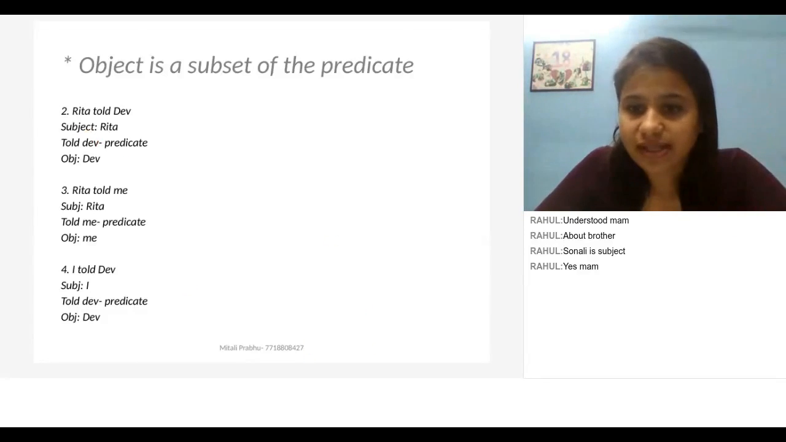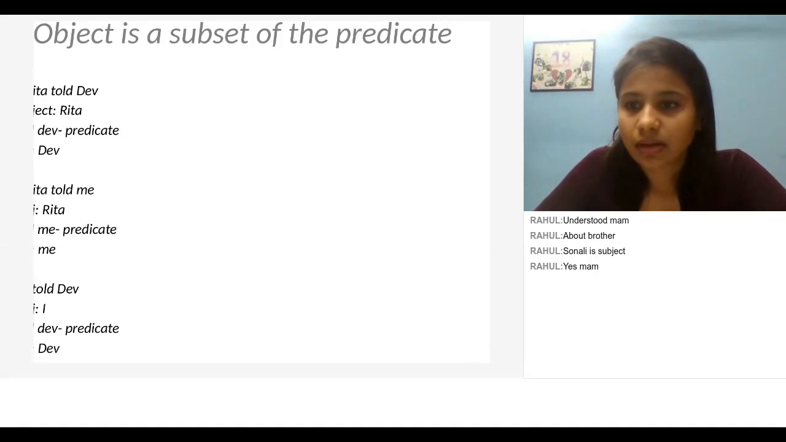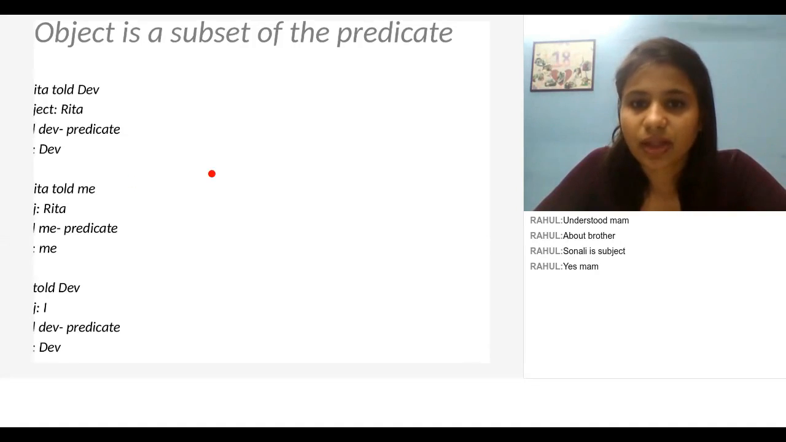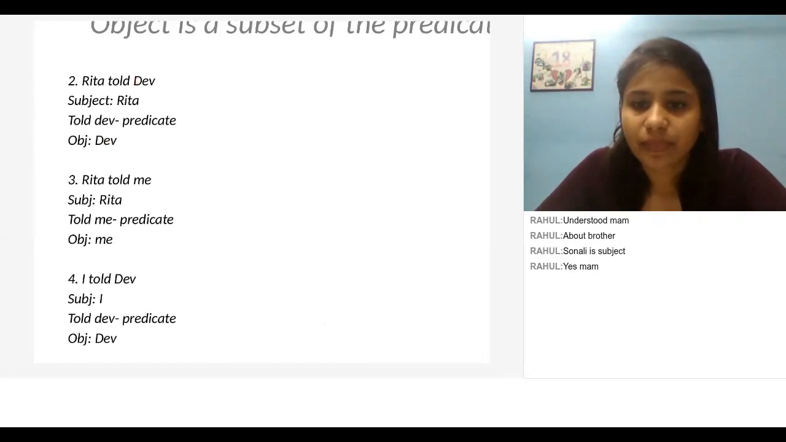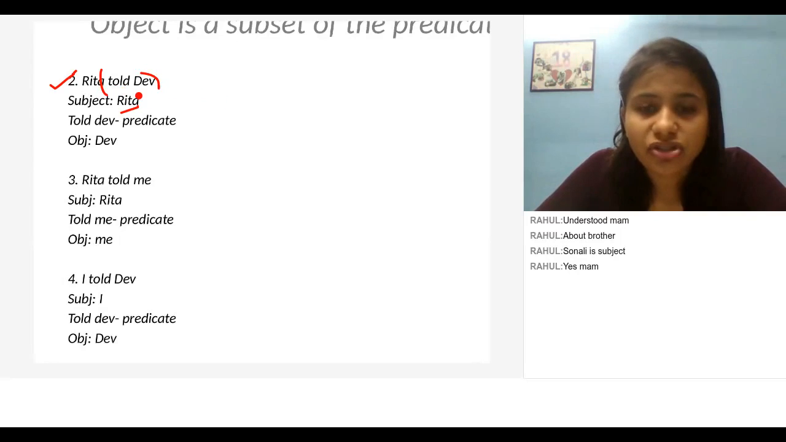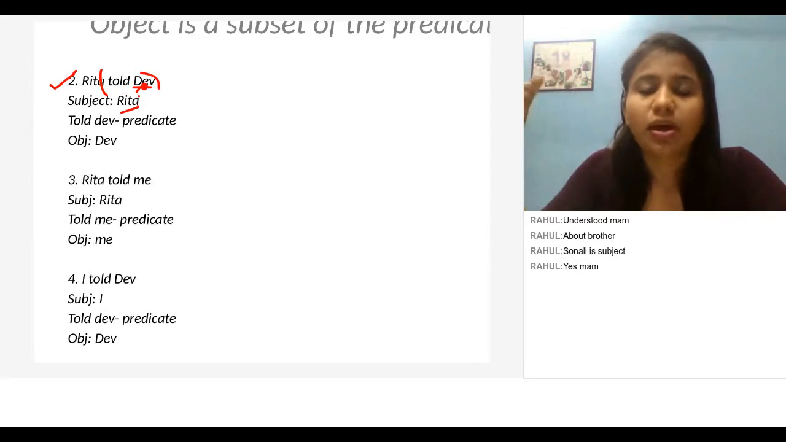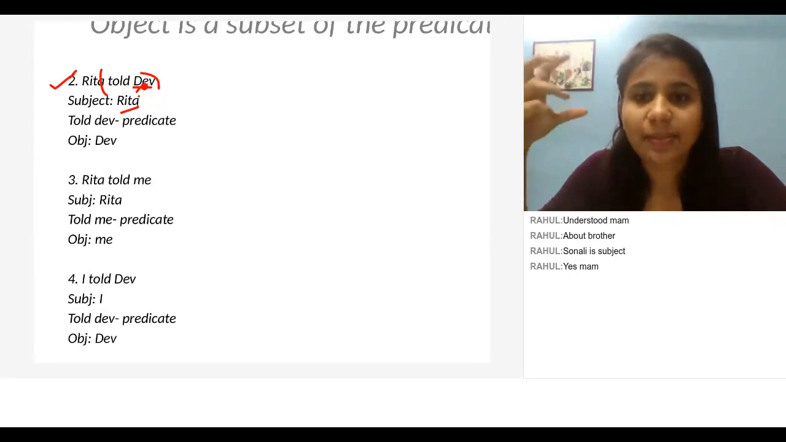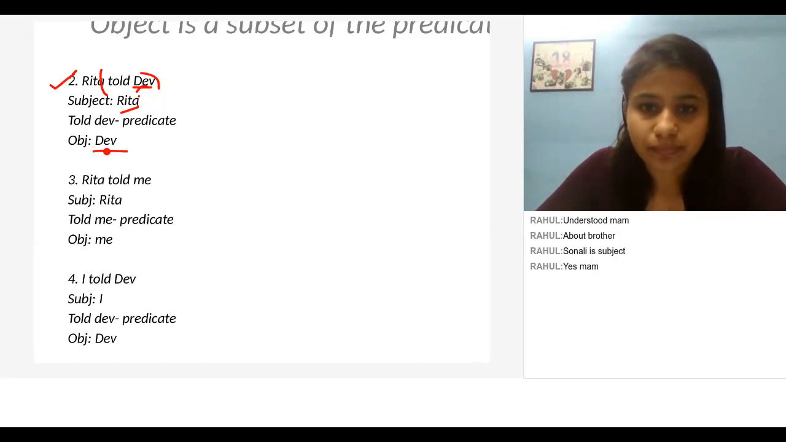So if I give you all a sentence like this, Rita told Dave. Here, whom are we talking about? We're talking about Rita. So Rita is the subject. The remaining sentence is going to be the predicate, and here she told Dave, right? So Dave has also heard something. There is some action that was performed on Dave. So Dave is going to become the object.